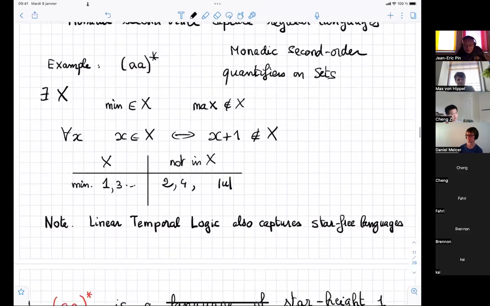So I had this note just for you because you mentioned linear temporal logic. It turns out that there is a result by Kamp that linear temporal logic also captures Starfree languages, which in some sense really shows that this is a very important subclass of regular languages. It corresponds to many natural things.